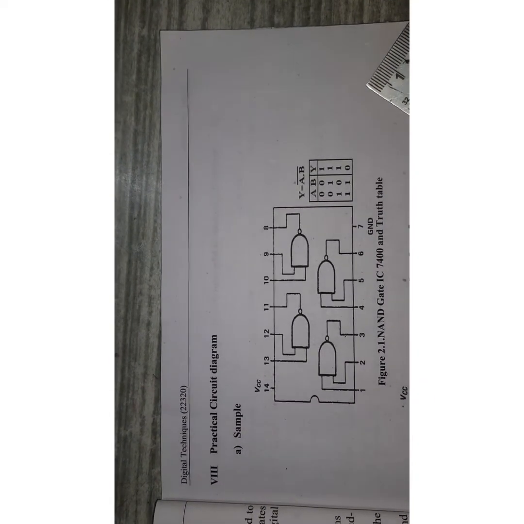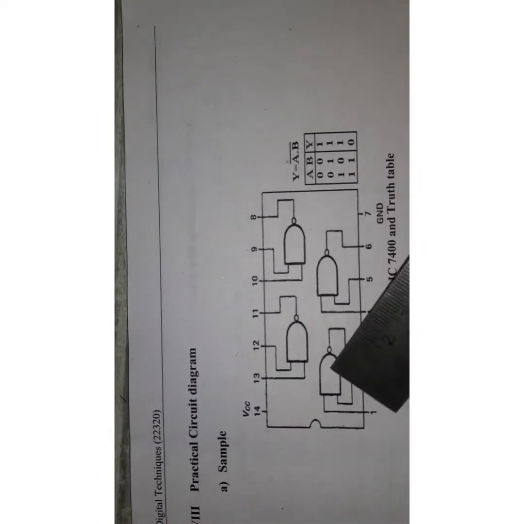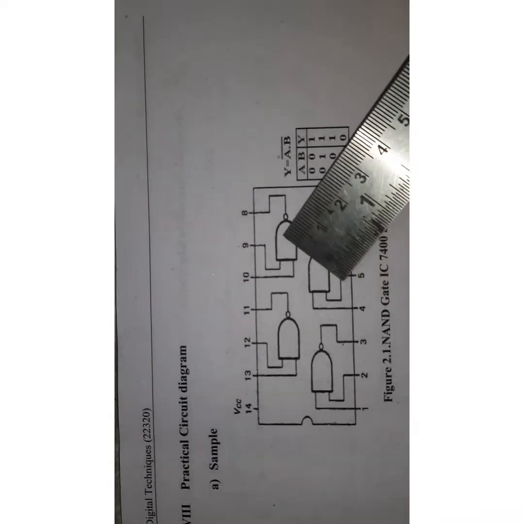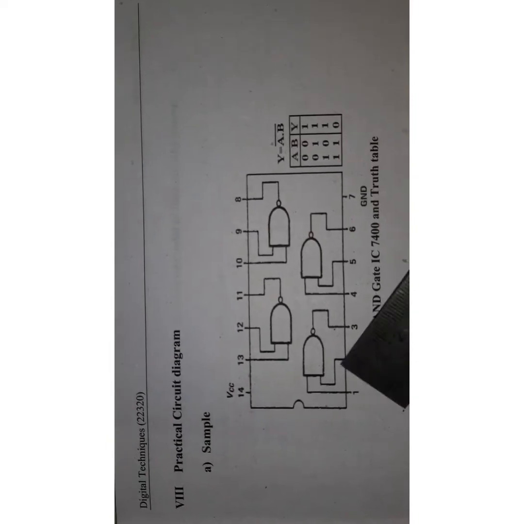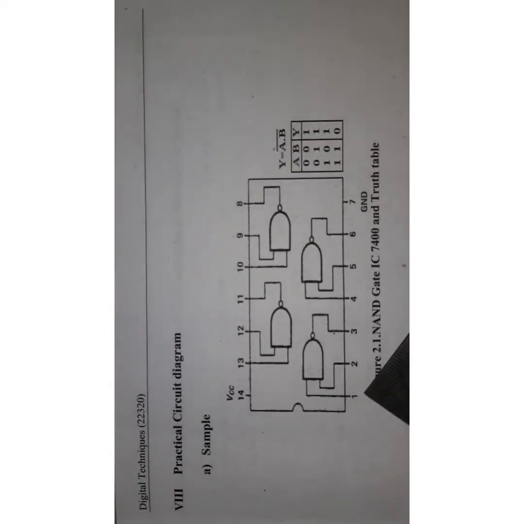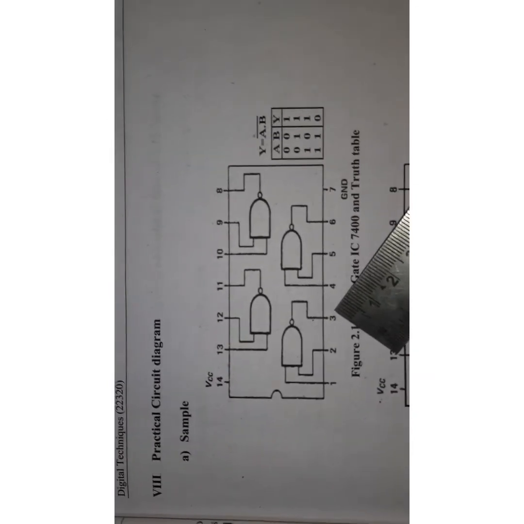What you are seeing is the IC configuration of NAND gate. This is a single IC. In this we have 4 NAND gates. You can see here 1, 2, 3 and 4. These are the 4 NAND gates. The first NAND gate, pin number 1 and pin number 2 are the inputs of this NAND gate, and pin number 3 is the output of this NAND gate.